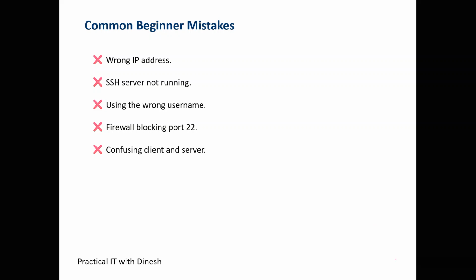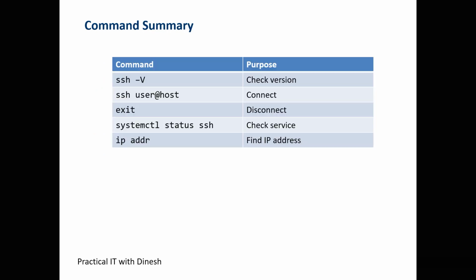Let's look at some common issues beginners face. First is wrong IP address. Always verify the server's IP using the ip addr command. Second mistake is the SSH service not running on the server. Use the systemctl status ssh command to validate the service is running. Wrong username. The username must exist on the remote Linux system. Next mistake is the firewall blocking port 22 on the server. The SSH port must be accessible. Here is a quick reference of today's commands. You can pause the video if you would like to note them down.